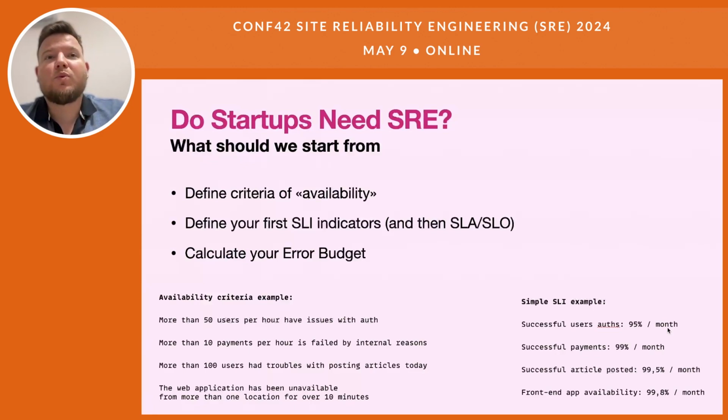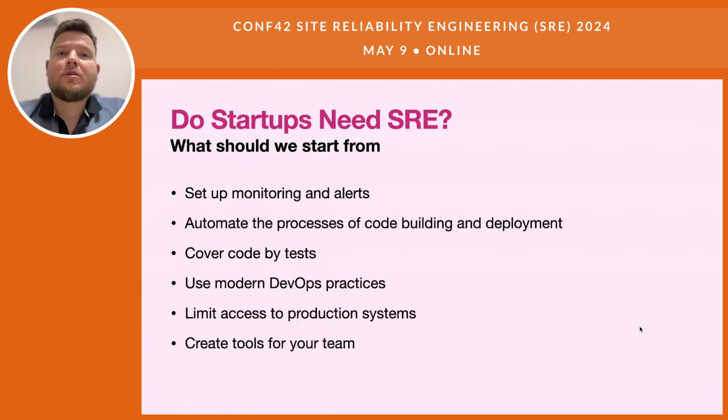Define for yourself what availability means to you, what in your product must fail to be considered definitely down. Set up monitoring and alerts according to this. Inform your team about the target metrics they need to respond to these alerts, and why they're important to the business. Try to automate the processes of code compilation and deployment right from the start. The fewer manual actions, the fewer mistakes.